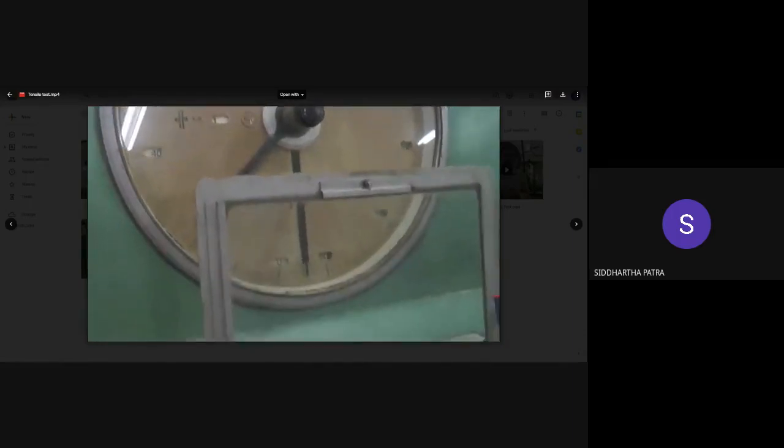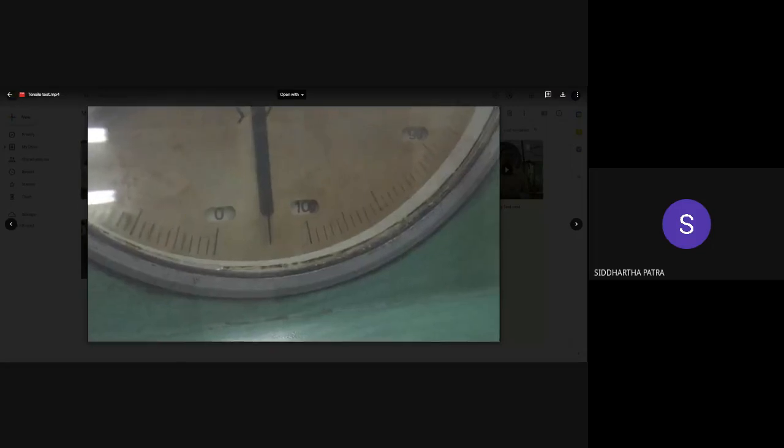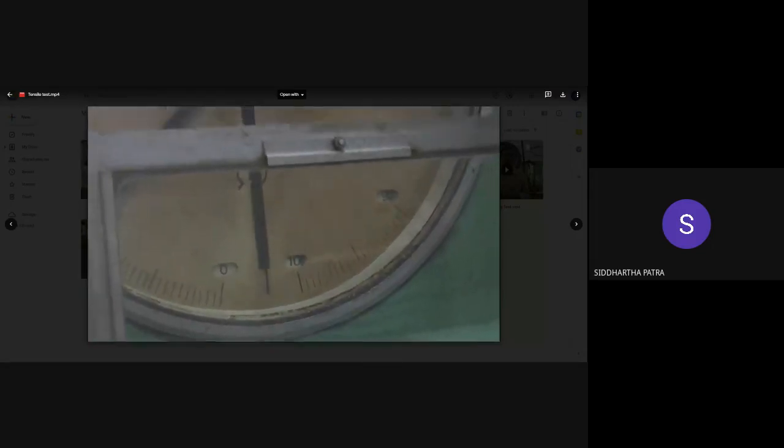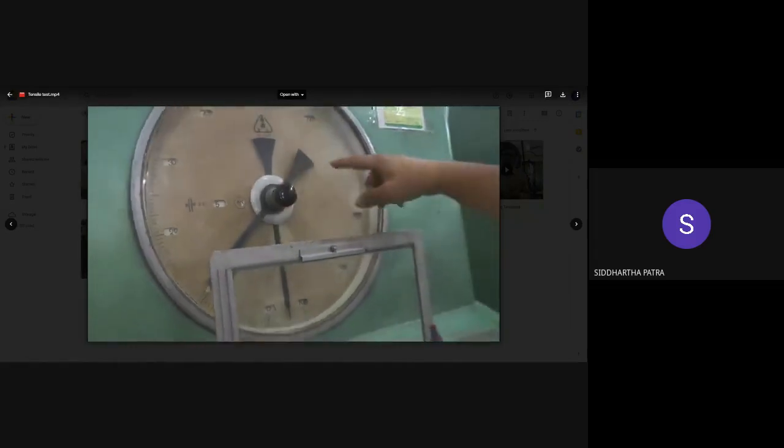As you might notice, in this dial there are two pointers. The two pointers, can you put on?